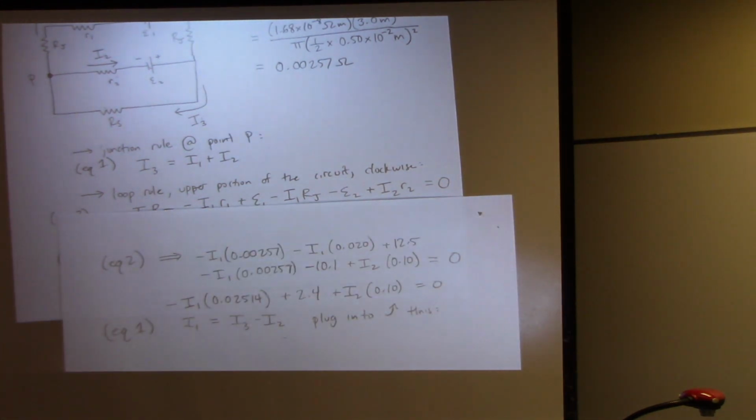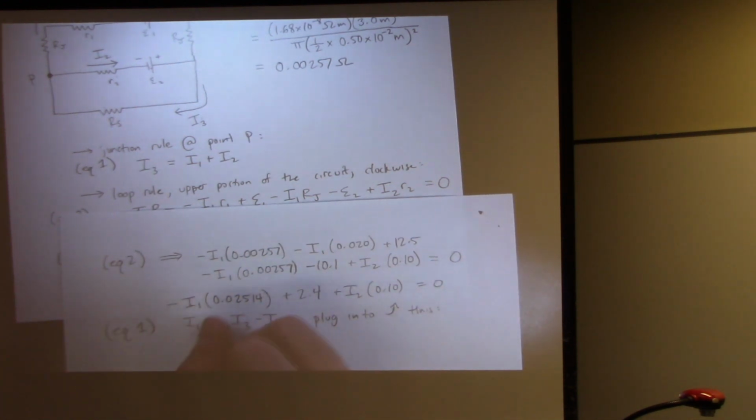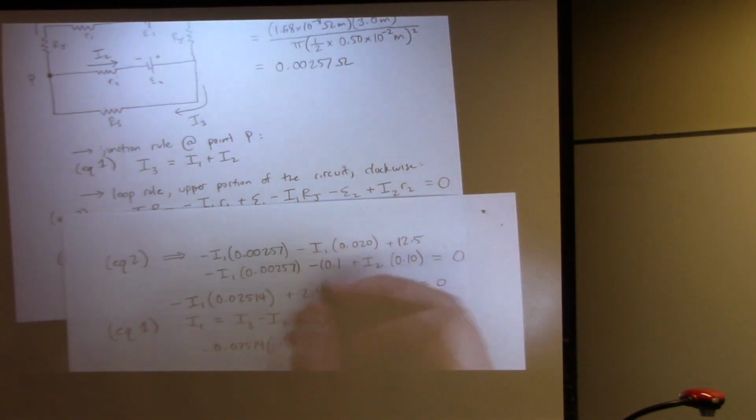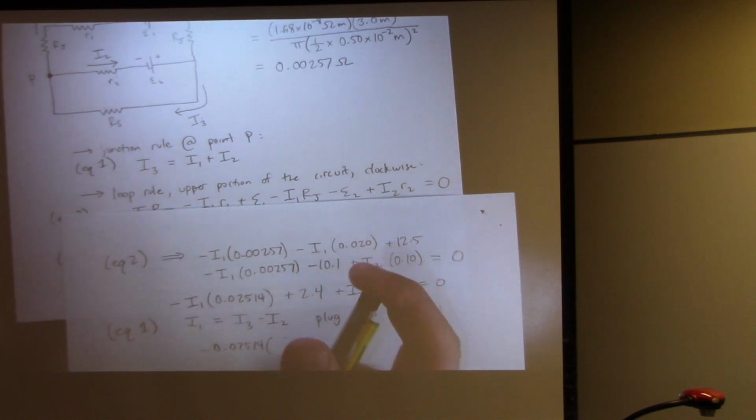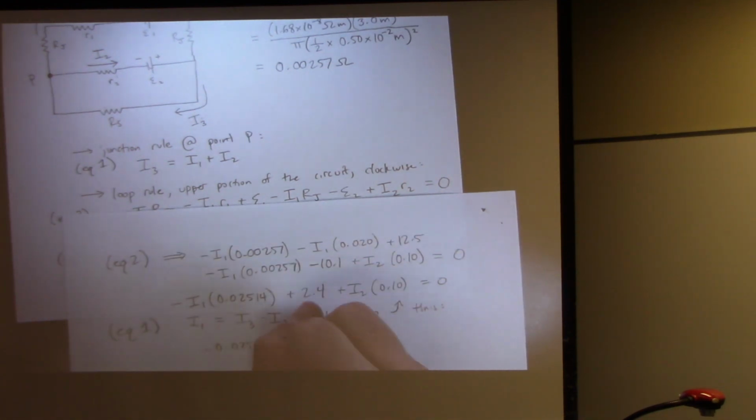All right, so here's what that gives us. We have minus 0.02514 multiplying I1, which we're subbing out in place of I3 minus I2.